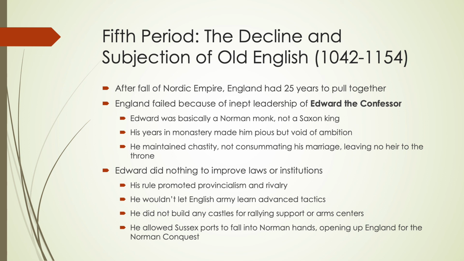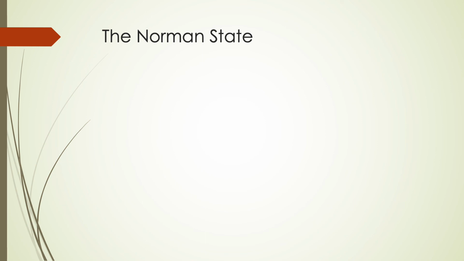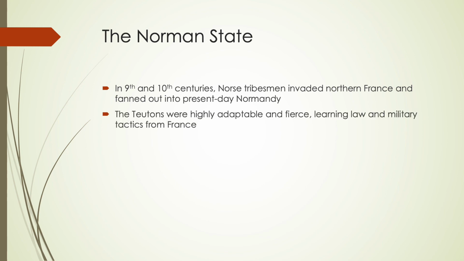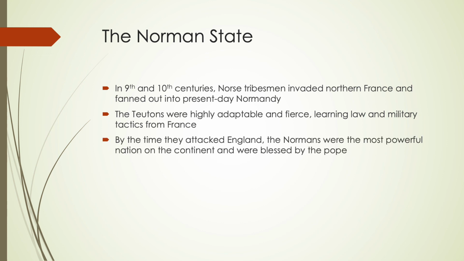So this Norman invasion is really the kicker to ending the Old English period as we know it. In the 9th and 10th centuries, there were Norse tribesmen that had invaded northern France. They fanned out into what is now present-day Normandy in northern parts of France. And the Teutons were very adaptable and fierce. They learned the law and military tactics from France. And so by the time they had attacked England, the Normans were the most powerful nation on the European continent. They had been blessed by the Pope. They had taken over a lot of these areas that were once ruled by Romans, and they had learned a lot of tricks from the people that had remained in those areas.